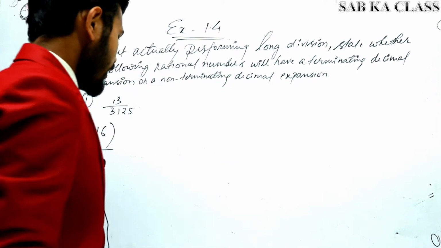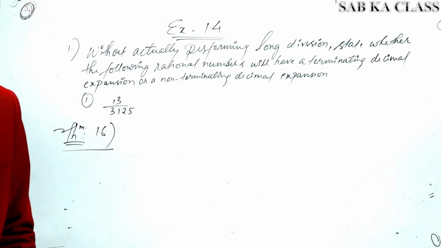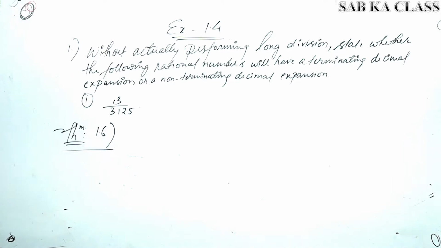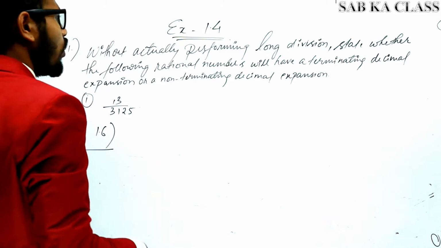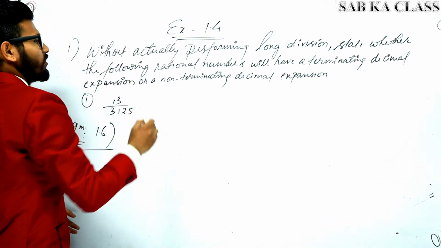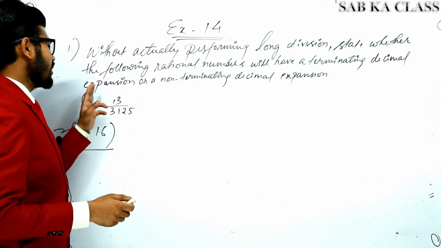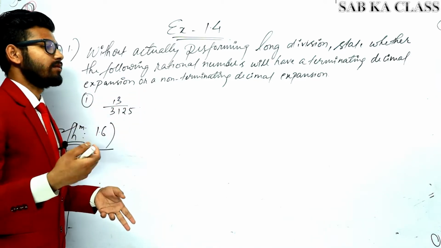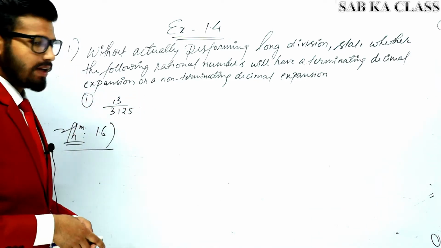So here is our last exercise, 1.4. It says that without actually performing long division, state whether the following rational number will have a terminating decimal expansion or non-terminating decimal expansion. It's a very simple and easy question.